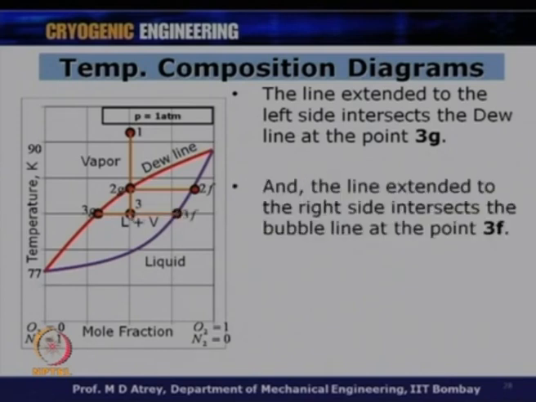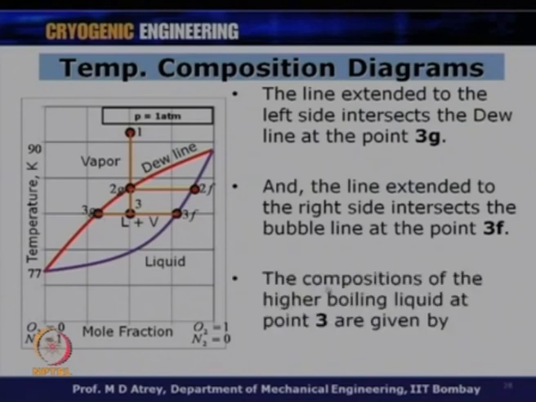Similarly, if I extend this line to the right side, it hits the bubble line at point 3F. All right. So, I have now got two more points, 3G and 3F. 3G will give me the molar fraction of the vapor, in which oxygen will be so much percentage and nitrogen will be so much percentage, while the point 3F will give me the molar composition of the liquid, how much oxygen and how much nitrogen is there in the liquid which is in thermal equilibrium with the 3G point.